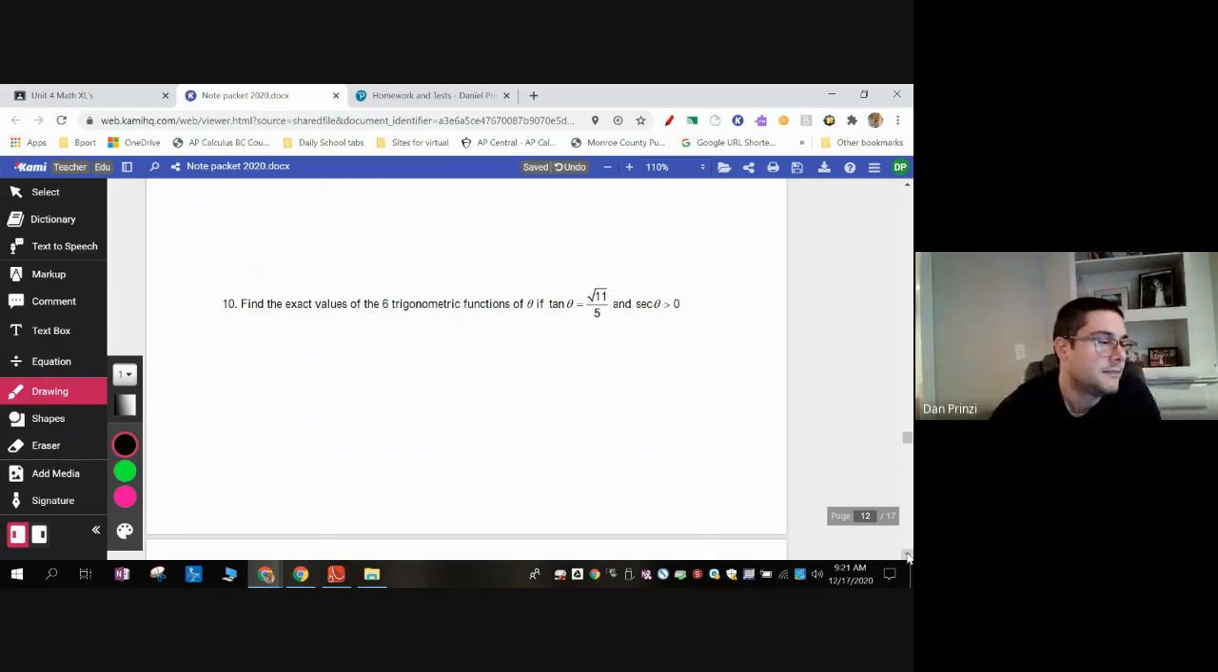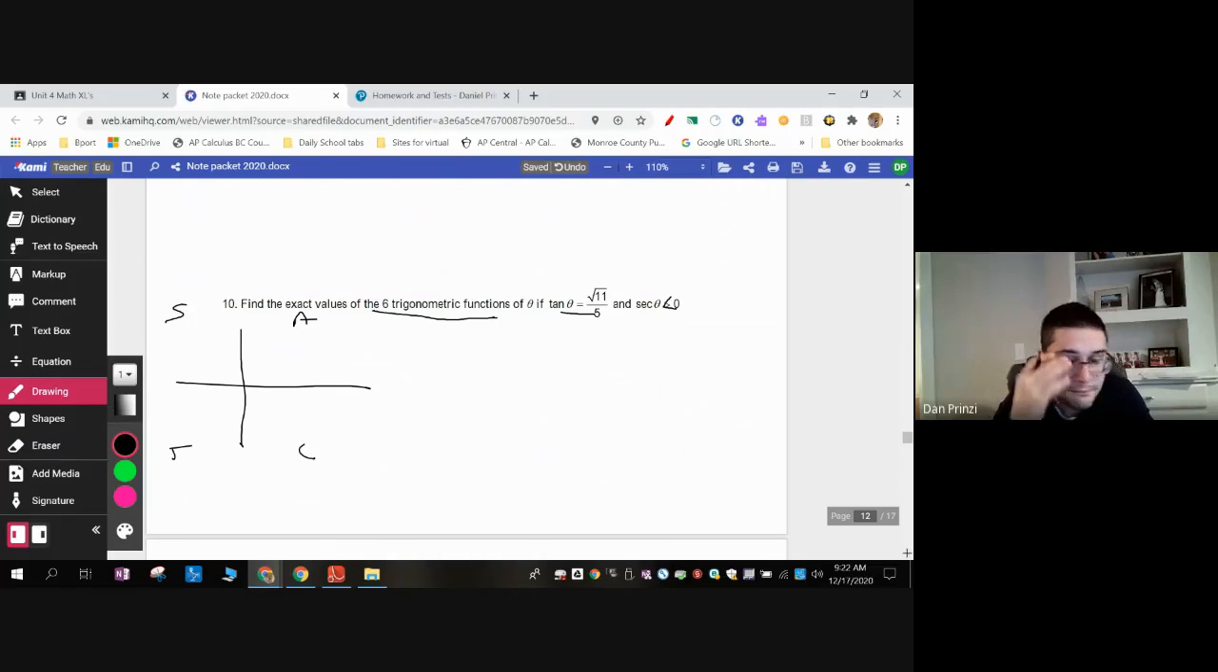Okay. Find the exact values of the 6 trig functions. Tangent theta is radical 11 over 5, and secant theta is less than 0. Sorry, that's a typo. Okay. Now, we got to think for a minute. The angle they are giving you, it says tangent is radical 11 over 5. Tangent is positive. Secant, which is 1 over cosine, is negative.